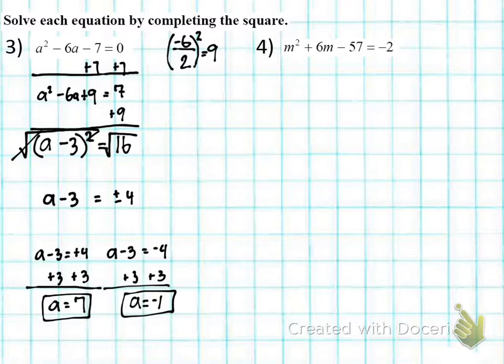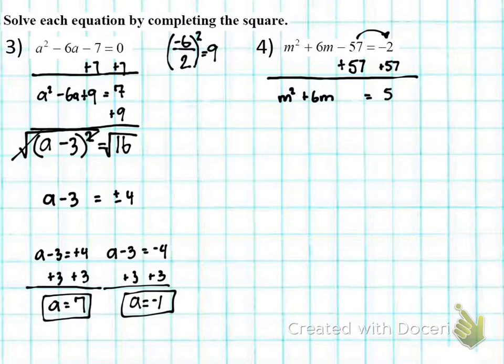Let's do the next one together again. Turn to your neighbor now. Tell him what you would do first. Okay, what am I doing first, everyone? Add 57, right? We want to move all those constants to the right. We want to move this over. So we're going to add 57 to both sides. So we got m squared plus 6m is equal to, good, okay.